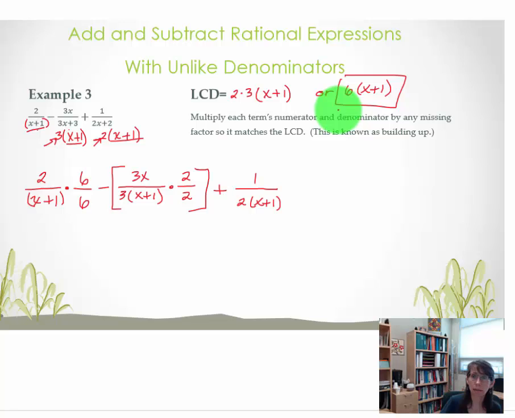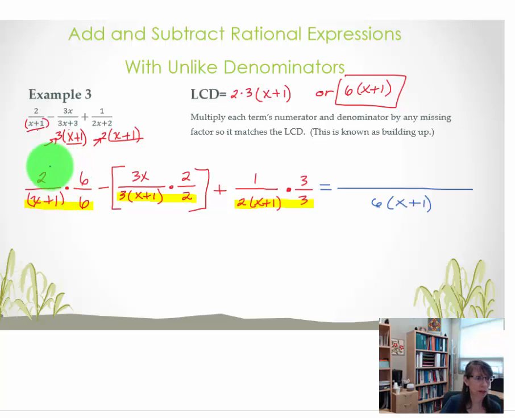This denominator does not match the LCD. It's missing a factor of 3, so we use 3 to build it up. Now what you should notice about all 3 denominators is they should all be 6 times quantity x plus 1. And sure enough, they are. So we have built up everything correctly. And what that translates as is 6 times the quantity of x plus 1 in our denominator.